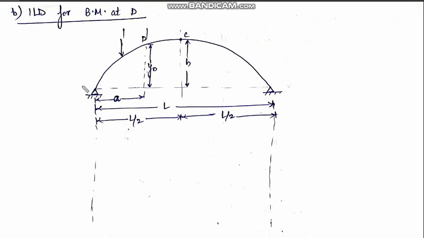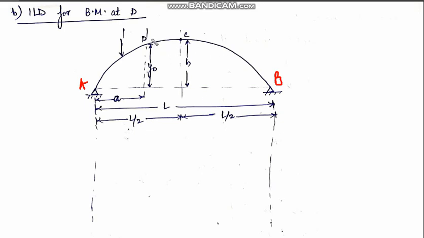Suppose this left support is A, this right support is B, and this crown point is your C point. Suppose this is the rise of the arch, and capital L is the total span of the arch, and we know that C point will divide this span into two equal parts, so this will be L by 2 and this will also be L by 2.